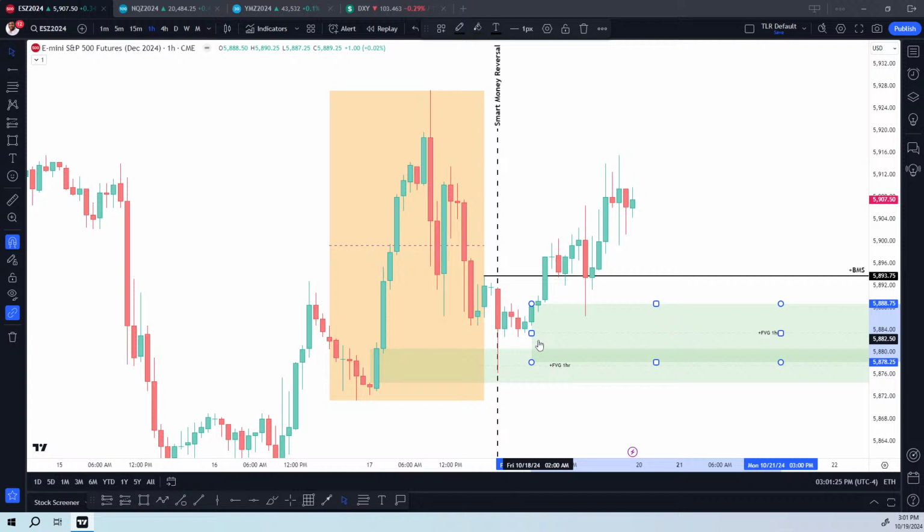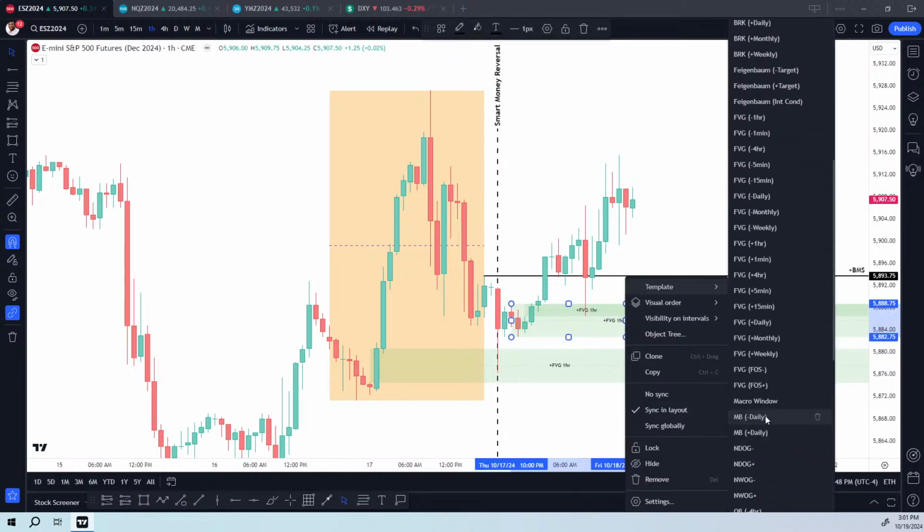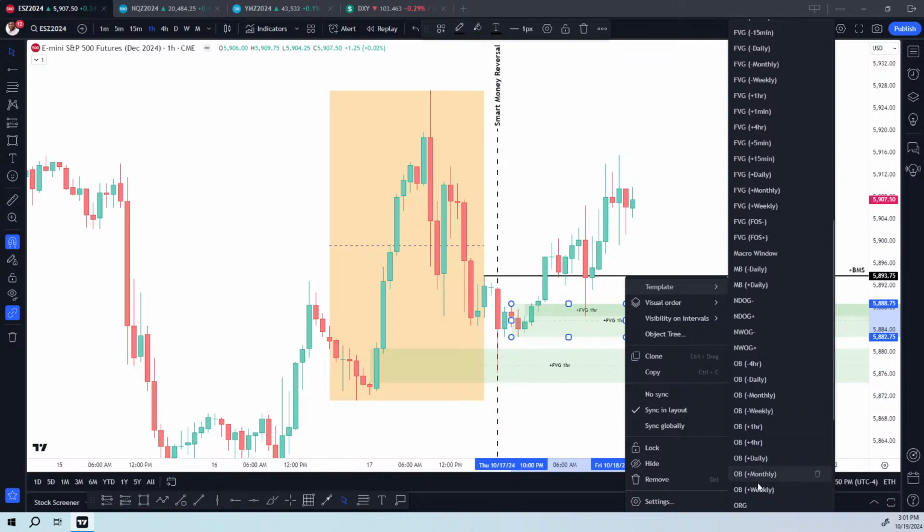We have a BISI there, and we have an order block here. So we got a BISI there, we got an order block there. Okay. And then a bullish order block.